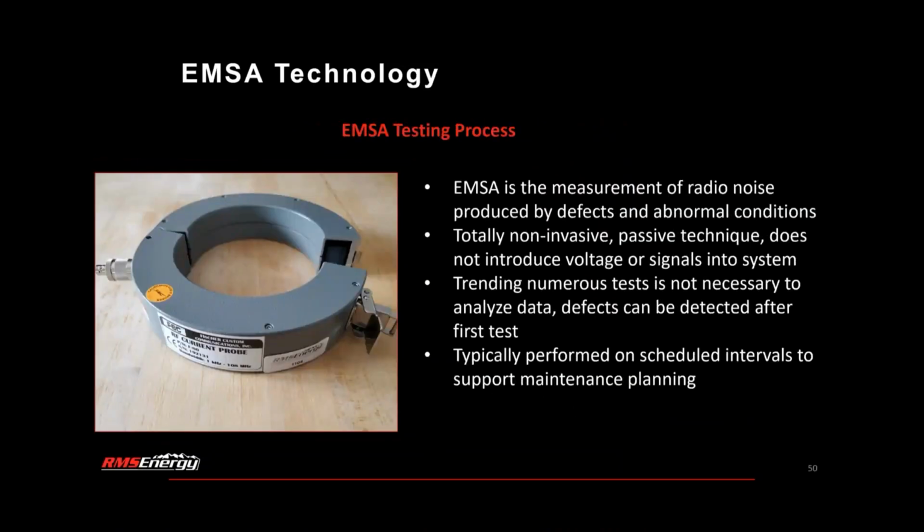So the EMSA testing process is pretty straightforward. It uses a clamp-on CT onto equipment grounds. It measures radio noise produced by defects and abnormal conditions. And again, it's a non-invasive test. It's performed online, so it can be performed prior to an outage to allow you to assess the condition of your equipment and determine if or when maintenance needs to be performed.